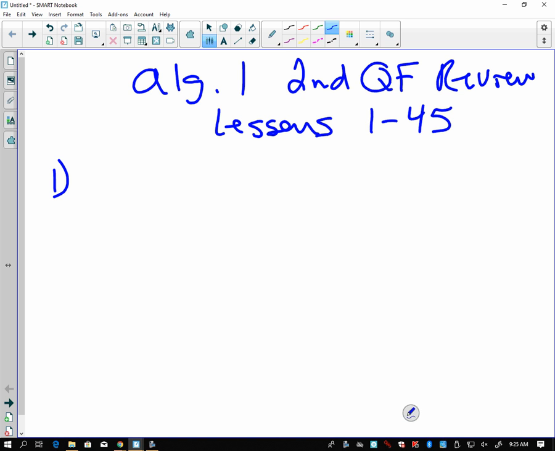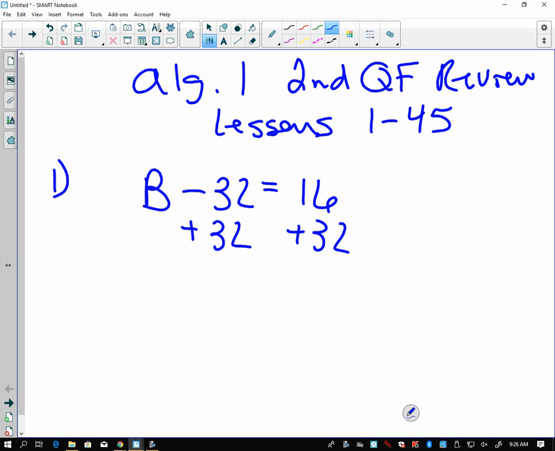So let's say we want to enter the solution for something like B minus 32 equals 16. Okay, B minus 32 equals 16. What do I want to do here? Add 32 to both sides. Okay, add 32 to both sides. So what does B equal? 48. Okay, let's go ahead and switch this up a little bit.